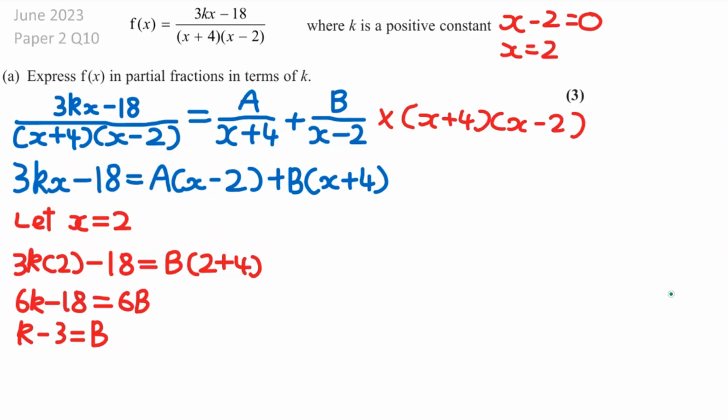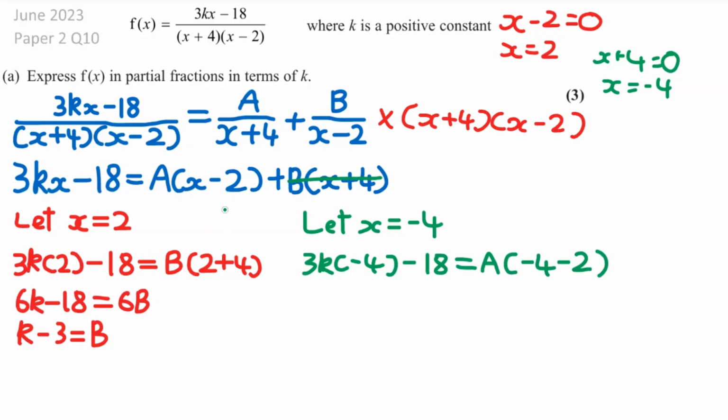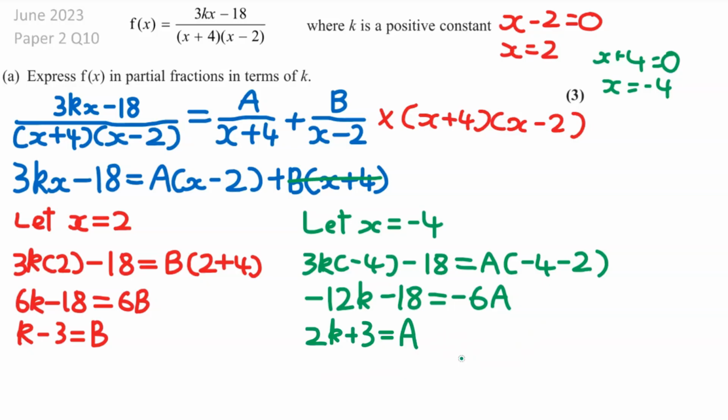And then if we focus on the other bracket, which is this x plus 4, we want x plus 4 to be equal to 0, so therefore if we bring the 4 onto the other side, we get that x is equal to minus 4. So if we let x equal minus 4, this term will just go away, and we're left with these two terms. It's going to be 3k times minus 4 minus 18 is equal to a, and then minus 4 minus 2, like this here. 3k multiplied by minus 4 is minus 12k, and minus 4 minus 2 is minus 6. It's going to be minus 6a, and then divide both sides by minus 6, so we get that a is equal to 2k plus 3.